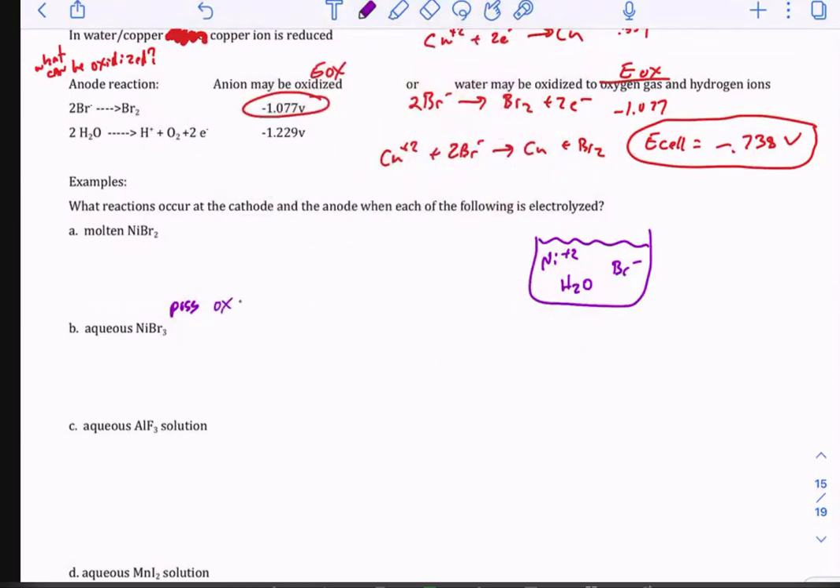Possible oxidations. In this beaker, what can be oxidized? What can have its charge go up? Bromine, right? Bromide can become bromine, right? And so that value we had earlier was negative 1.077. What else?